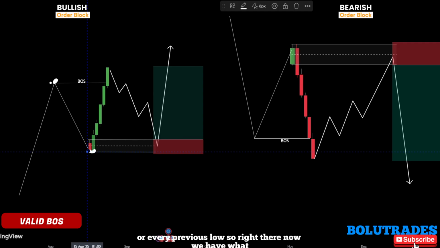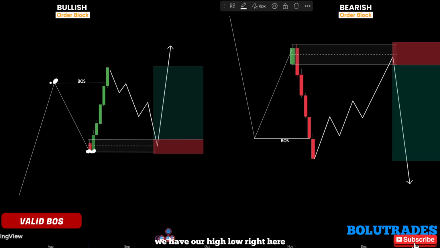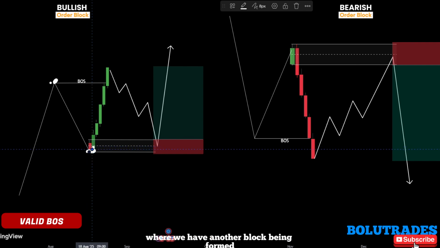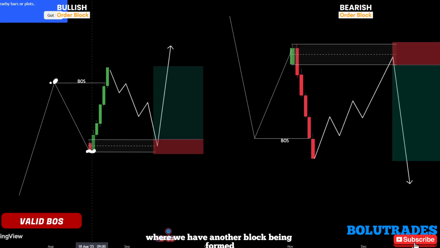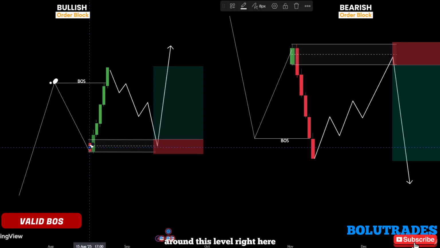So right here now we have what? We have our higher low right here. And during the process when we have our higher low right here, where we have an order block being formed around this level right here, your expectation is you want to always see what?